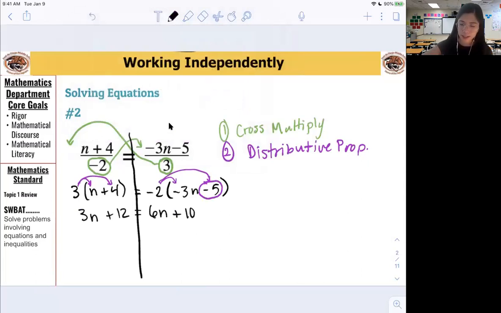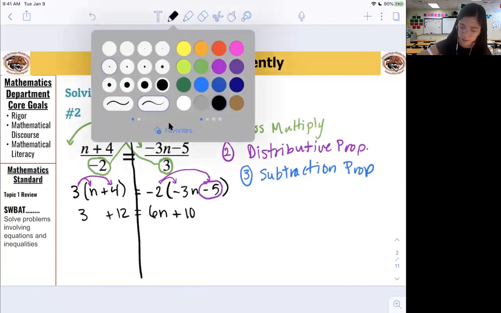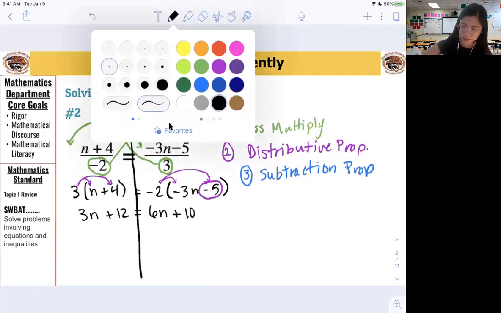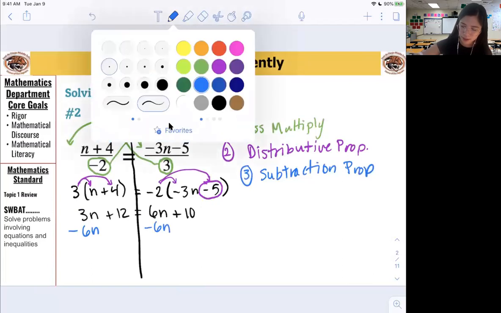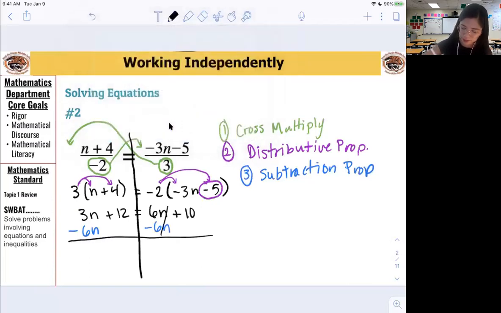Now I notice that I have variables on both sides. I have a 3n on one side and a 6n on the other. So I know that I need to move one to the left, and I'm going to do that using my subtraction property. I'm going to move that 6n, since the 6n is on the right, and I want to move it to the left. I do so by subtracting. And now 3n minus 6n is negative 3n. Plus 12 equals 10. I just brought everything else down.